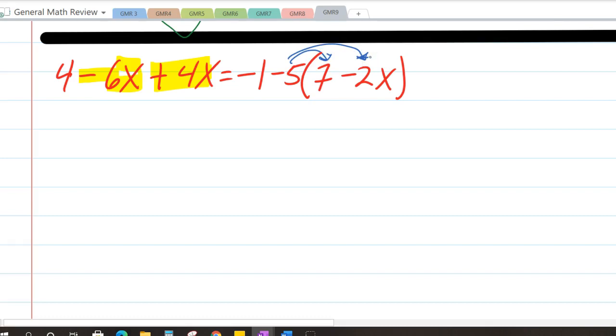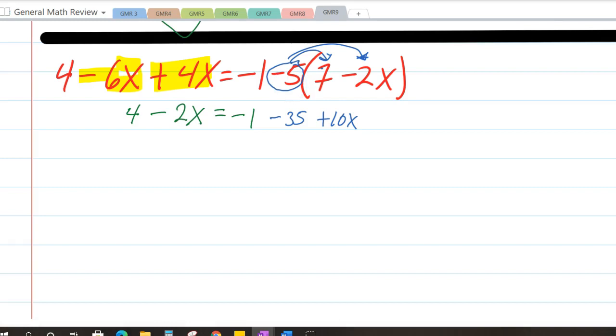So we'll go from left to right. On the left, the positive 4 is staying the same. Negative 6x and a positive 4x gives us a negative 2x. Equal sign is coming straight down. The negative 1 has not changed. The negative 5 multiplies times the 7 to give me a negative 35. And again, the negative 5 multiplies times the negative 2 to give me a positive 10x. This is an error point that many people make. The whole negative 5 is distributing, not just the 5, the negative 5.